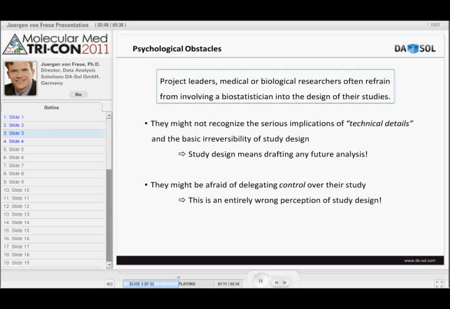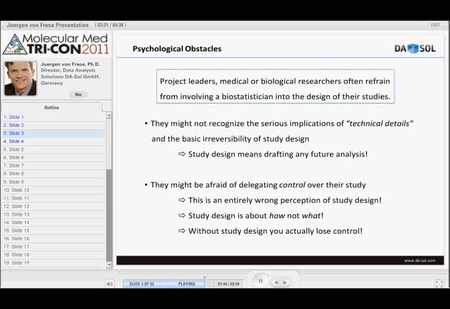Another point is that people might be afraid of delegating control. A statistician tells you to make a totally different study. So that might be the fear. But nothing could be further from the truth, because study design is not about what you're doing, but about how you're doing it to achieve your aims, your goal. Study design is actually giving you control over your study.